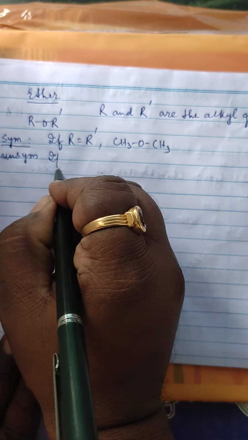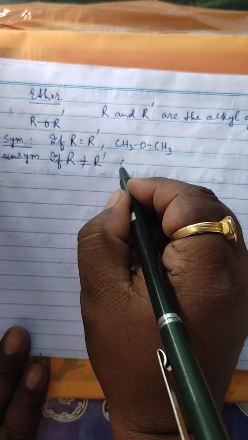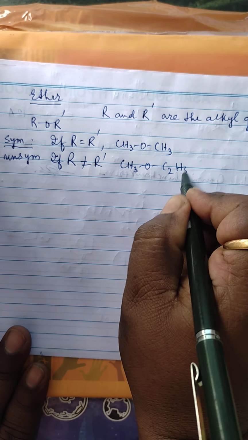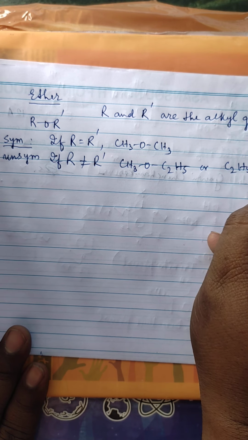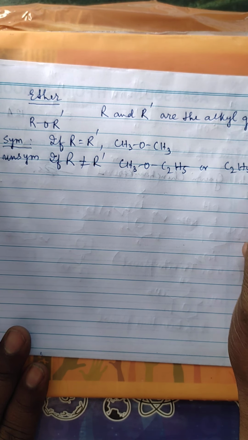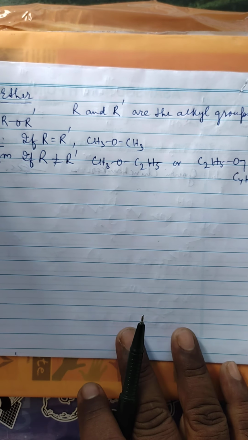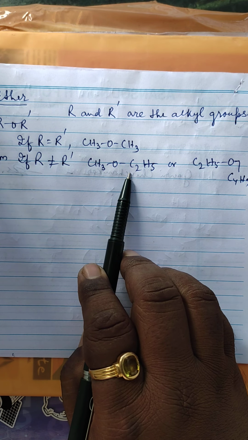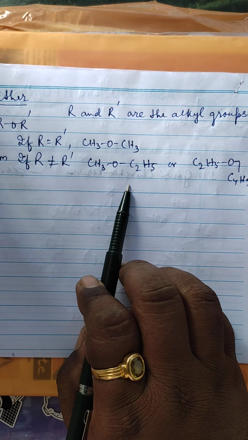But if R is not equal to R dash, suppose we have CH3OC2H5, or suppose we have C2H5OC4H9, these are all examples of unsymmetrical ether. Why is it unsymmetrical ether? Because both the alkyl groups are not of the same type. This is how we can classify ether.